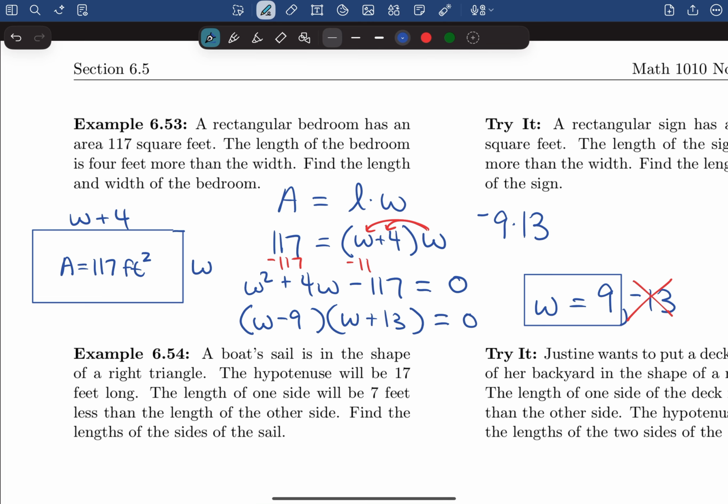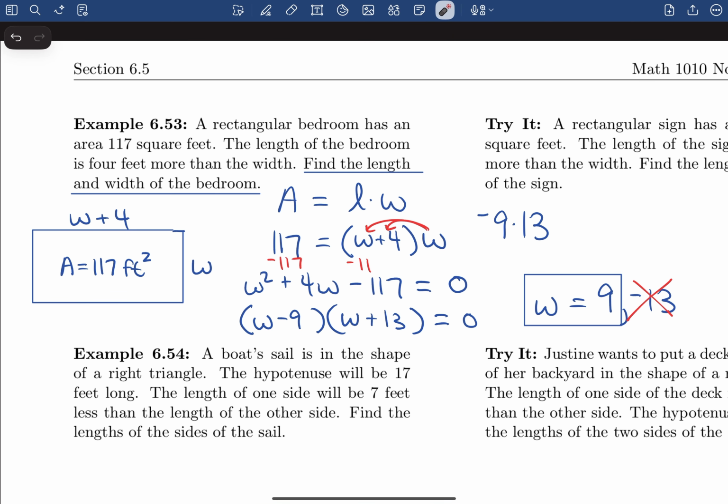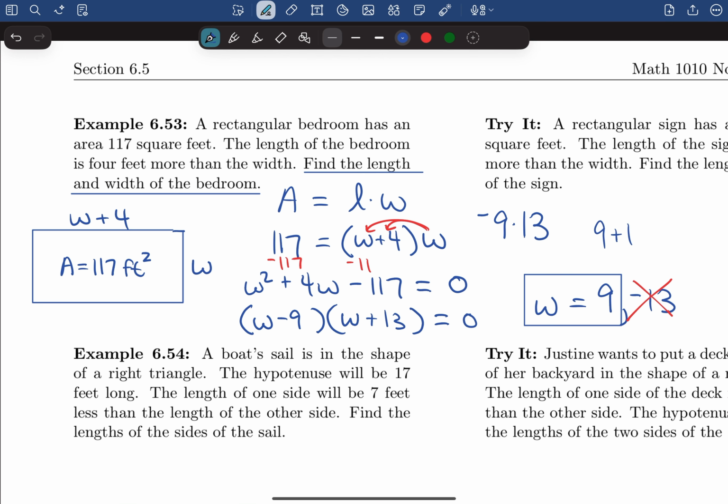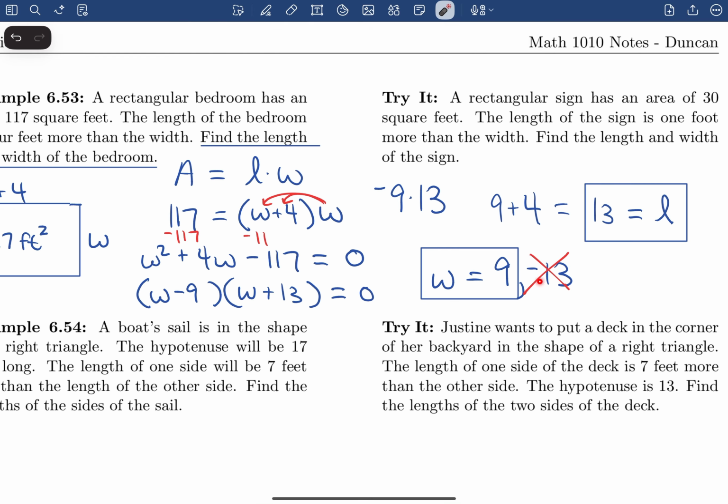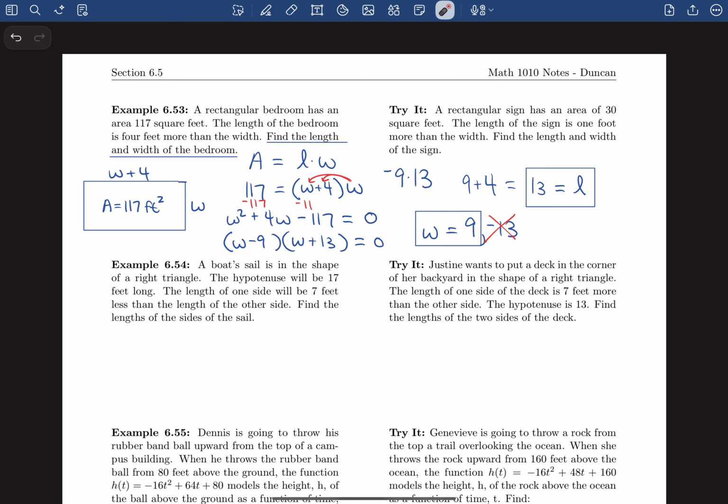But then we say, well, we need to find the length and the width of the bedroom. But since we found that the width is 9, we know the length is the width plus 4. So I just need to take 9 plus 4, and we'll see something interesting. 9 plus 4 gives me 13. Okay, so that's what the length is. And it just so happens to be that dimension that we crossed out here because it was negative. Okay, so if you made this positive, that would be what the length is. But we just went through the process of solving for the width and the length of this rectangle.